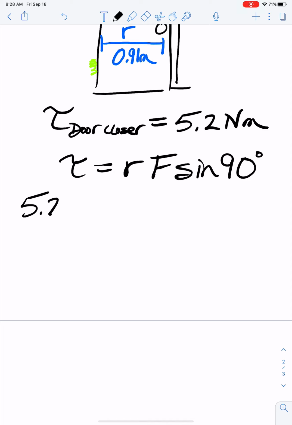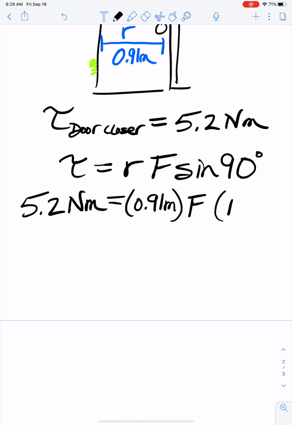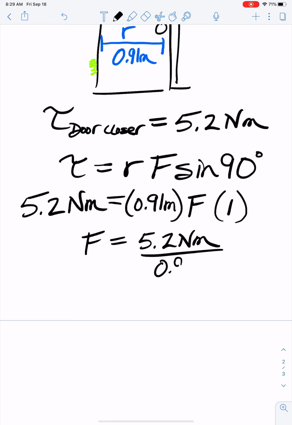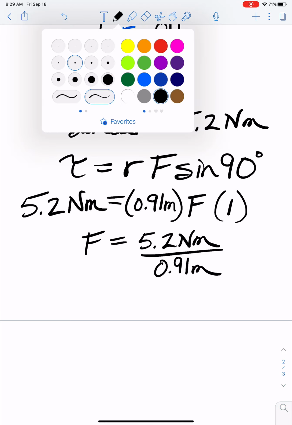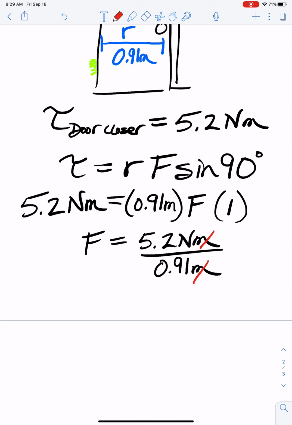We know that torque is 5.2 Newton meters. Direction we're not really worried about. We know it's going to counteract the direction of whatever way the door closer is going. R is equal to 0.91 meters. F is what we want to know, and sine 90 is just 1. So we can go ahead and do the math then, and we can see that F equals 5.2 Newton meters divided by 0.91 meters. Meters are going to go away. We're left with newtons, which is what we want for a force.